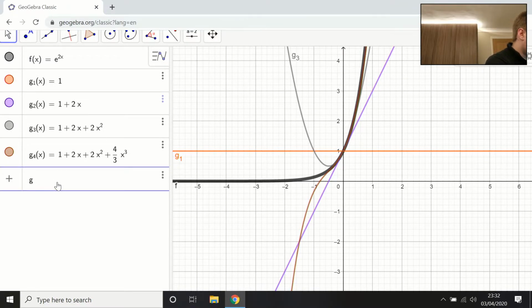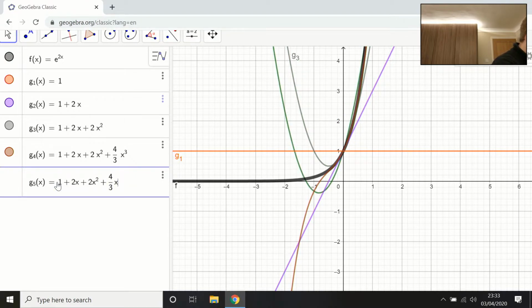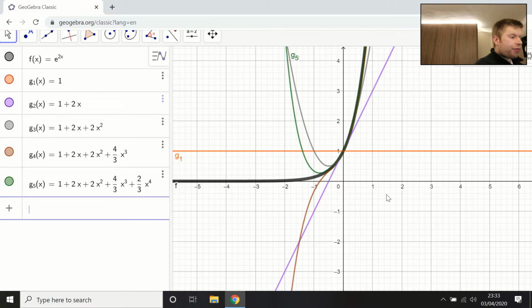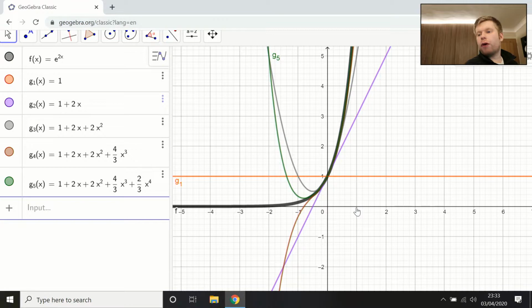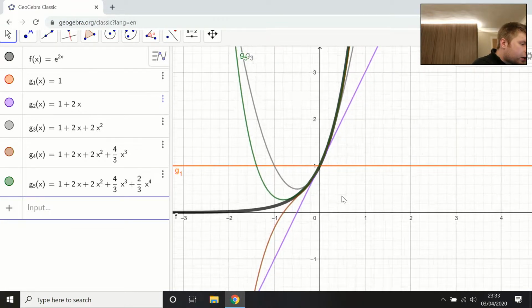So in other words, the fifth approximation function is going to be the same as what I had before: 1 plus 2x plus 2 times x squared plus 4/3 of x cubed. But now I've got an extra term, which is 2/3, that's my next constant, times x to the power of 4. So that thing in green is the best approximation that I've got so far, and you can see that it's a pretty good approximation.